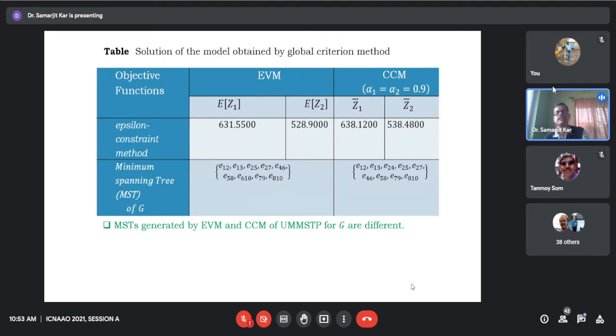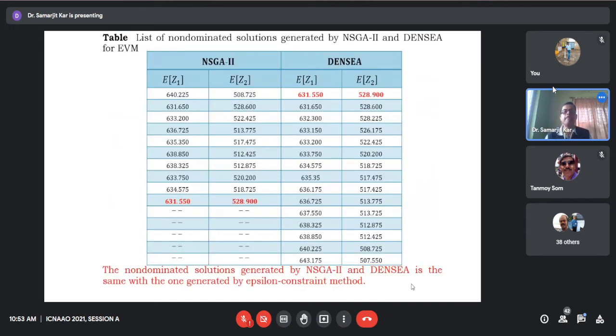So these edges are considered for this expected value model. And similarly for the chance constant model, the result is a little different at 90% confidence interval, considering that confidence level as 0.9. So Z1, Z2 values are given here, and the corresponding minimal spanning tree is this.